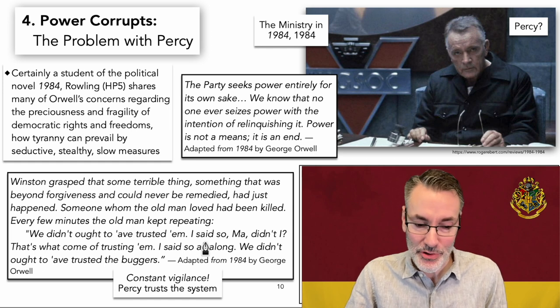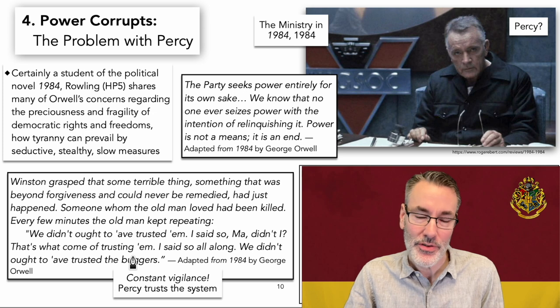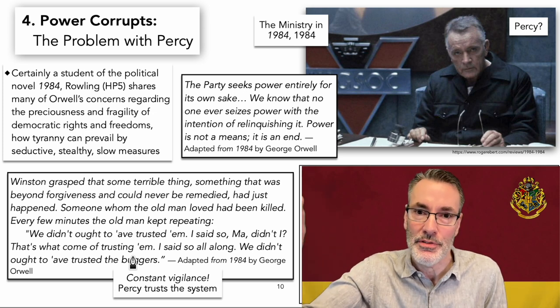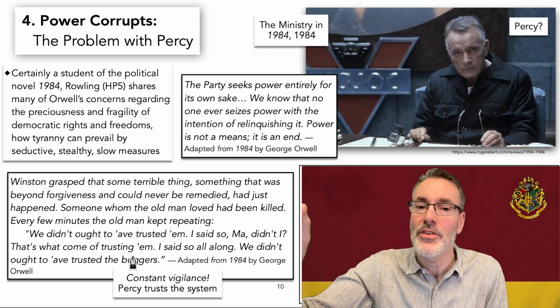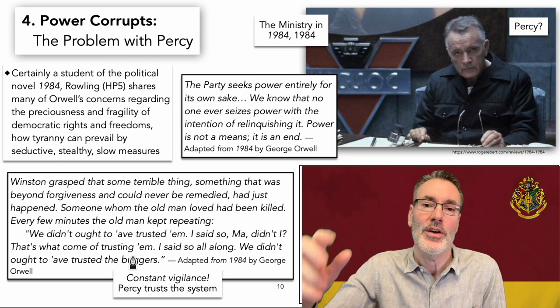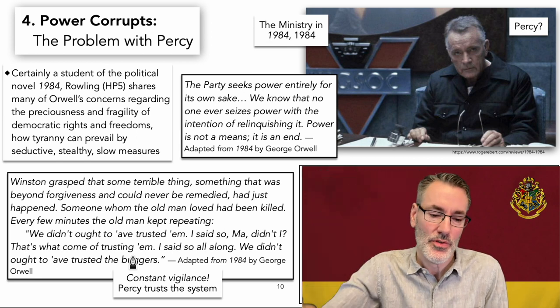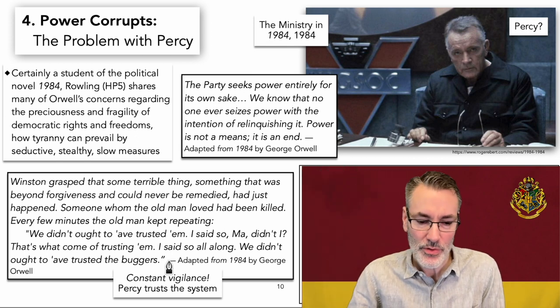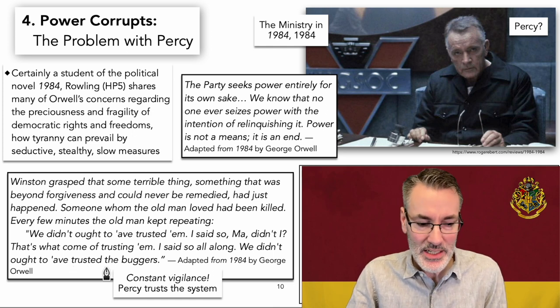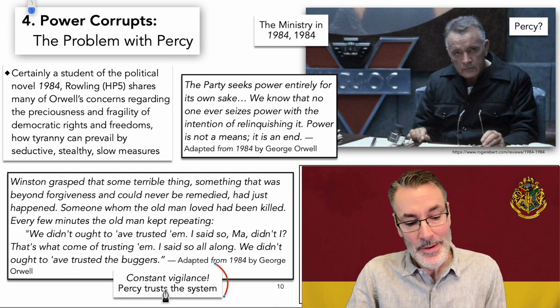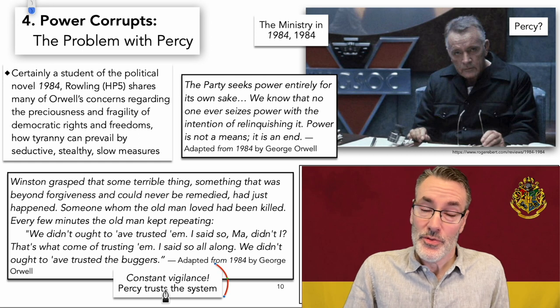We didn't ought to have trusted him. I said so, Ma, didn't I? That's what comes of trusting them. We shouldn't have trusted the politicians. We shouldn't have given up a little bit of our freedoms. Okay, we'll give it up. We'll give this up now because it seems like a good idea. We'll give this up now because it seems like it's useful. I said it all along. We didn't ought to have trusted the buggers. Constant vigilance is what Rowling is saying.